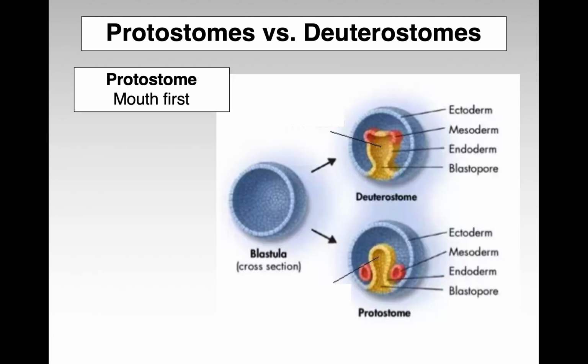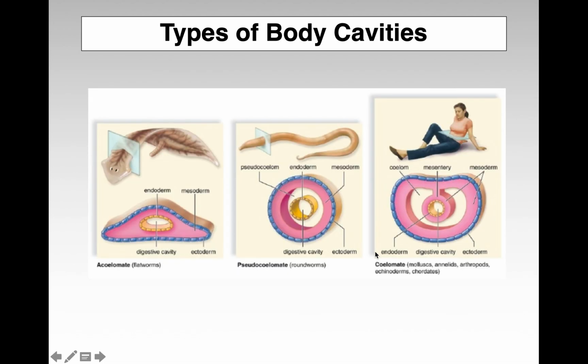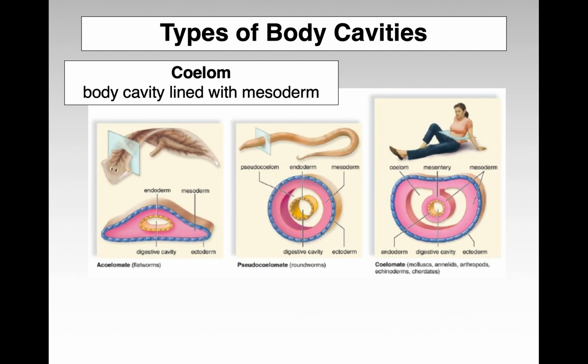Animals are categorized as either protostomes, meaning their mouth formed first, or deuterostomes, meaning the anus formed first by this gastrulation. So there are 3 types of body cavities in the animal world. Those with coeloms, meaning a body cavity completely lined with mesoderm, which is here in pink. So you have flatworms, the platyhelminthes, and these are acoelomates. They have no body cavity. They just have that digestive cavity.